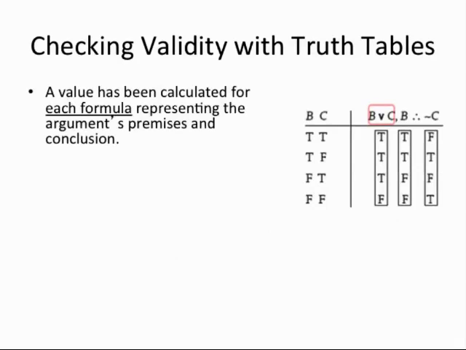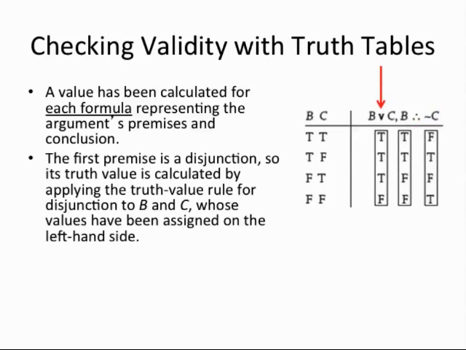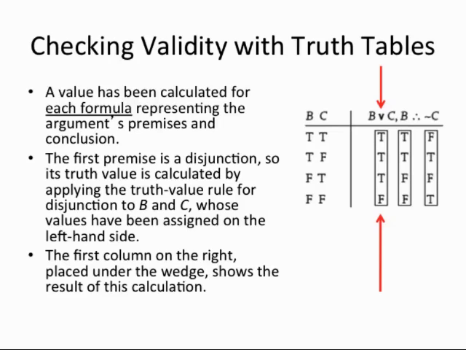Let's review what we've just done. You'll note that we now have truth values for each premise and the conclusion based upon each combination of component simple propositions. As we've just explained, the first premise is a disjunction, so the column beneath it will be determined by the rule for disjunction. The first column on the right, placed under the wedge, shows the result of this calculation.